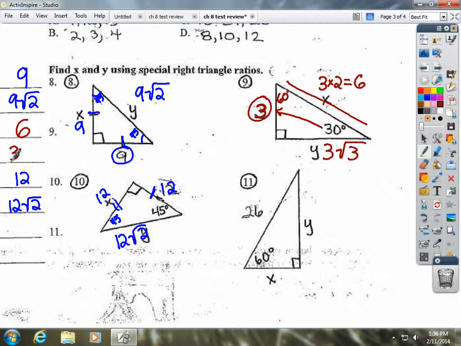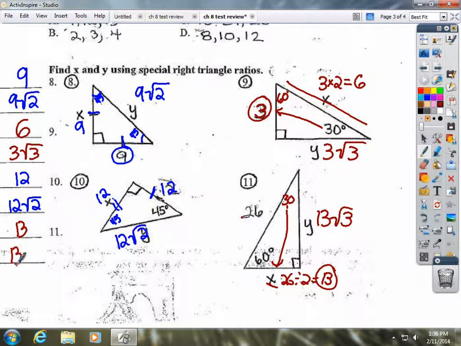Same thing down here. If this is the 60-degree angle, this is the 30-degree angle, which makes this the small side. I do not know the small side, but I know it's going to be half of the hypotenuse. So I take 26, divide it by 2, and I get 13. So x is 13. And then my other leg is going to be whatever my small side is, times the square root of 3. So this is 13 times the square root of 3. Please study this and try and remember this for your test.